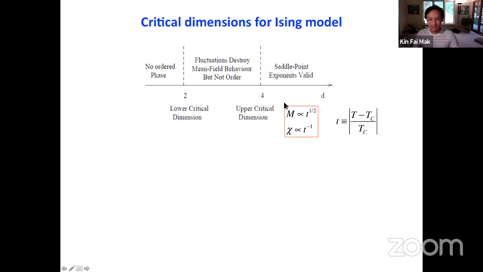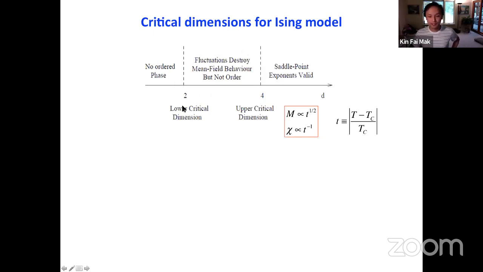In this case, the magnetization will scale with the reduced temperature with the power 1/2, and the magnetic susceptibility will follow a form that is basically the Curie-Weiss law. So above dimension equal to 4 for an Ising spin system, we would expect the mean field to be correct. On the other hand, in the extreme case below the lower critical dimension, which is equal to 2 for an Ising system, the fluctuation is so strong that it will completely destroy the mean field picture. In fact, there's no magnetic order allowed for dimensionality less than 2 in the Ising model.